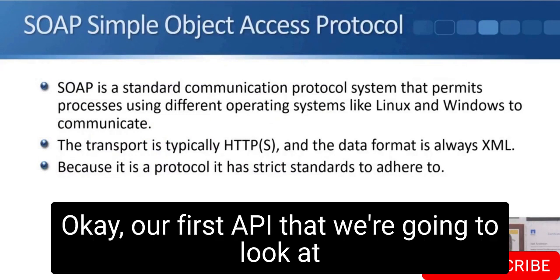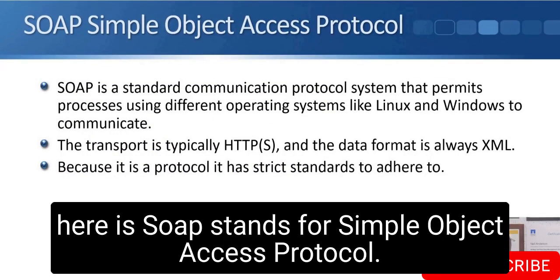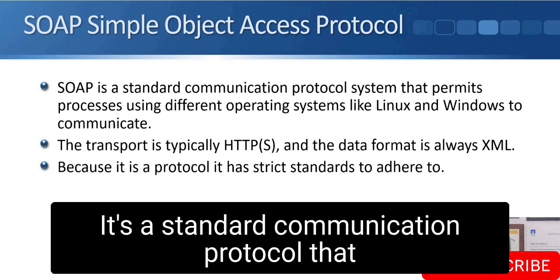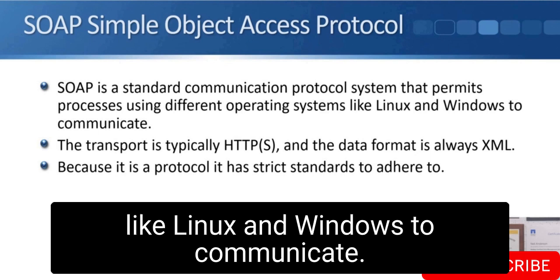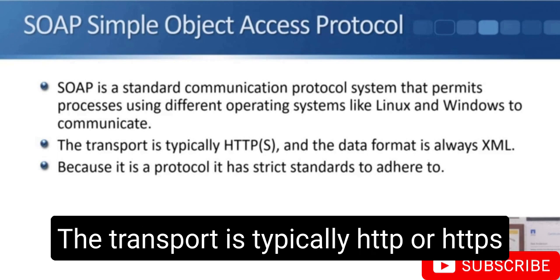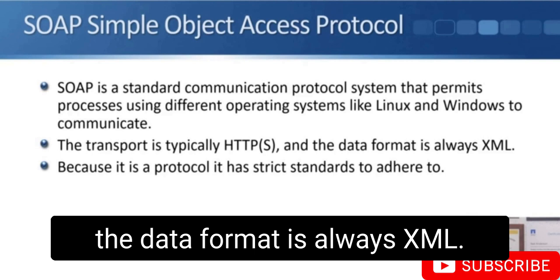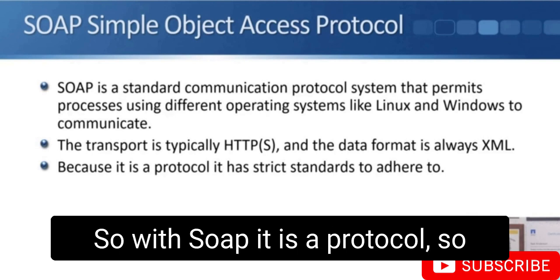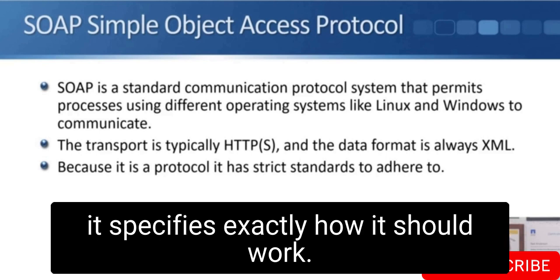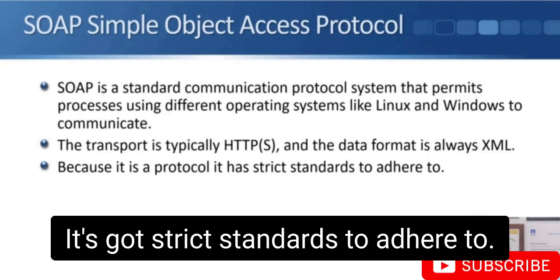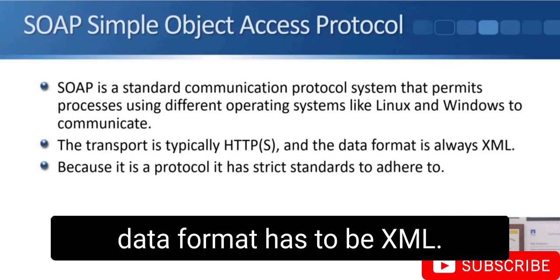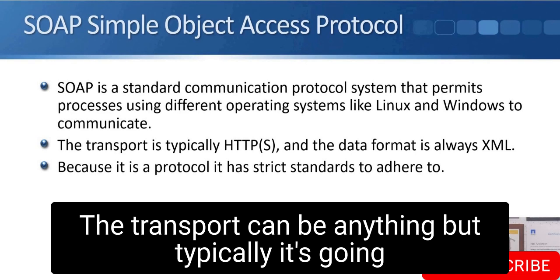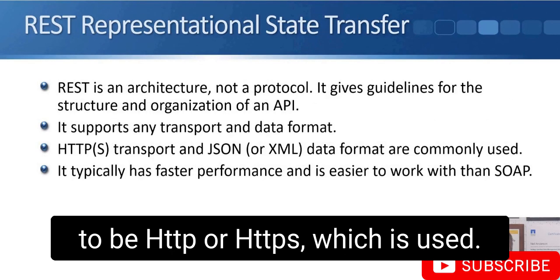Okay, our first API that we're going to look at here is SOAP. Stands for Simple Object Access Protocol. It's a standard communication protocol that permits processes using different operating systems like Linux and Windows to communicate. The transport is typically HTTP or HTTPS. The data format is always XML. So with SOAP, it is a protocol, so it specifies exactly how it should work. It's got strict standards to adhere to. One of those standards is that the data format has to be XML. The transport can be anything, but typically it's going to be HTTP or HTTPS which is used.